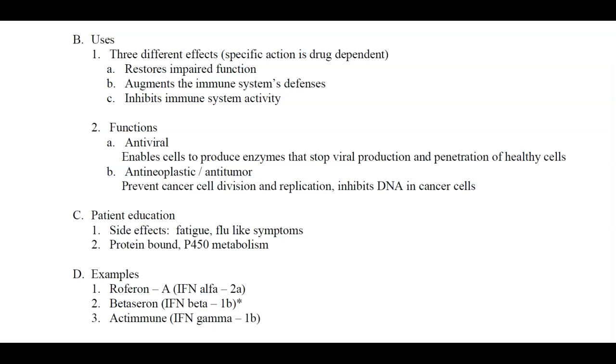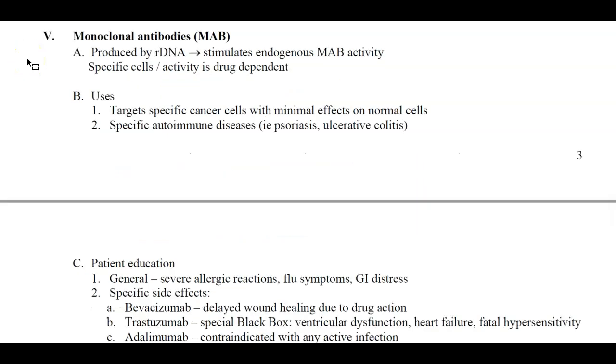Examples of drugs under this class, we have interferon alpha 2A, interferon beta 1B, and interferon gamma 1B. The interferon beta 1B is indicated for treatment of relapsing multiple sclerosis. This slows down the progression of the physical disability, and it decreases the frequency of exacerbations or acute attacks of multiple sclerosis.